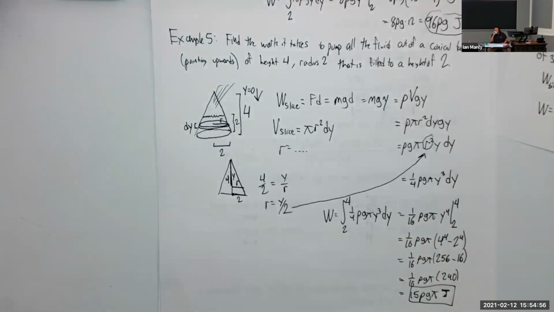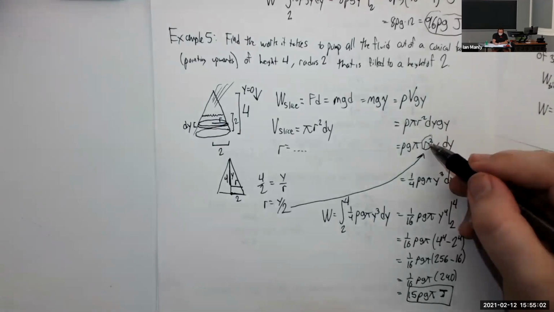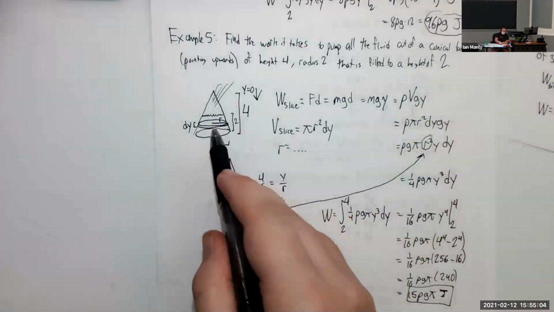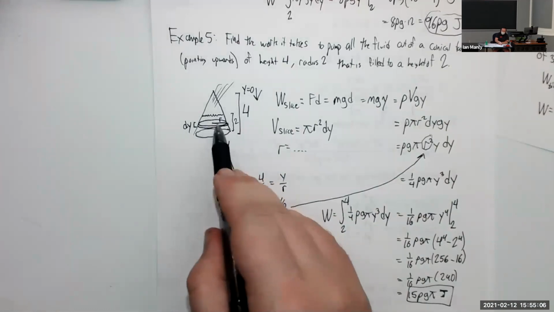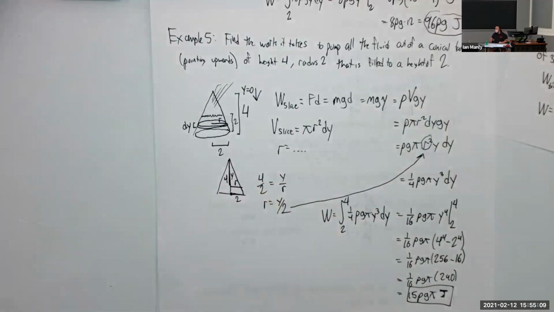Why does y become cubed in the work equation? Because 2 of these y's come from the area or the surface area of our shape, and 1 of the y's is the distance we're moving. So those combined make a y cubed.